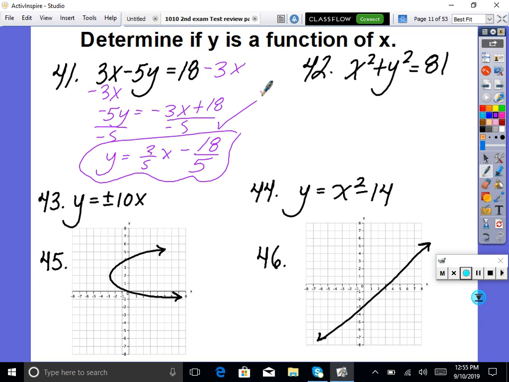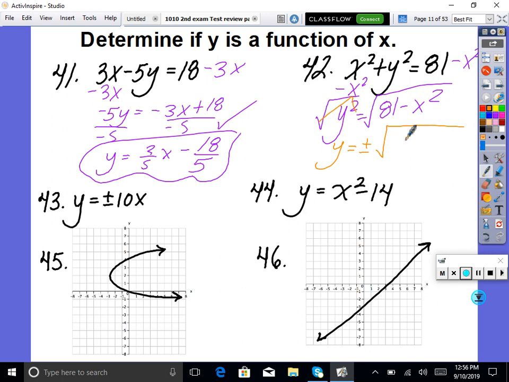So if you look right here, you'd say, I need to get y by itself, so I'm going to subtract x squared. So then I have y squared equals 81 minus x squared. Then I square root it. Oh, when solving and taking a square root, I need to put a plus or minus. So y is equal to plus and minus the square root of 81 minus x squared. Now everybody, don't be tempted to just square root that and square root that, because you can't square root across subtraction signs. So this is as simplified as it gets.